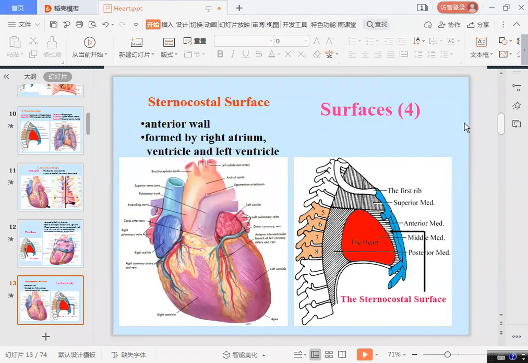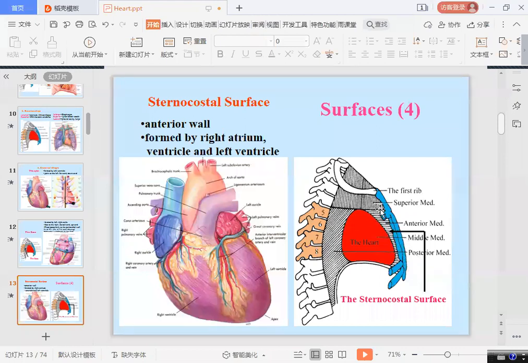There are four surfaces of the heart. We have the sternocostal surface, that is the anterior surface. If you see here, this is the sternocostal surface, because this surface is anterior and it is facing the sternum. That is why we call it the sternocostal surface. So it is actually the anterior wall of the heart as well.